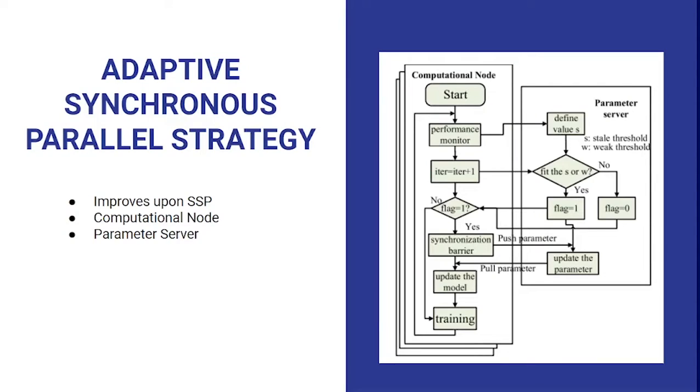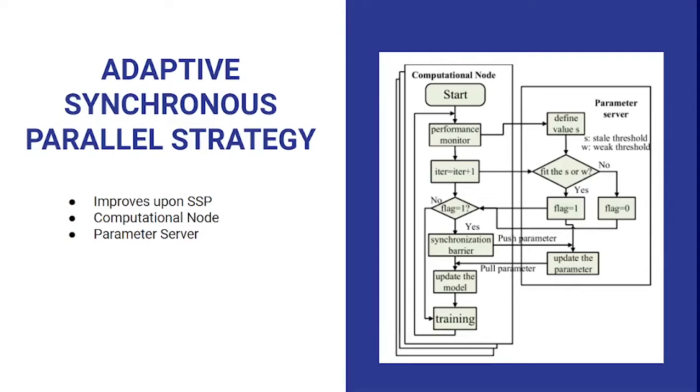So our third and last part of dynamic communication strategy is ASP, which generalizes and improves upon SSP. You can see the flowchart of the strategy here. They take a computational node and a parameter server as an example. Then the computational node starts iterating. The Gmod will monitor the performance of the computational node, and the parameter server will extract the performance data of each computational node and compare their CPU occupancy rates. Then the parameter server will adjust the stale threshold S.